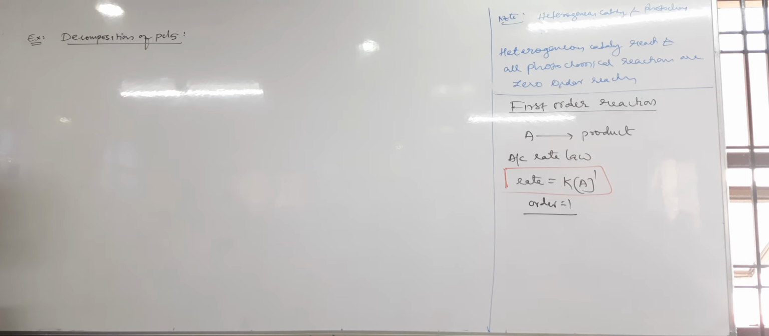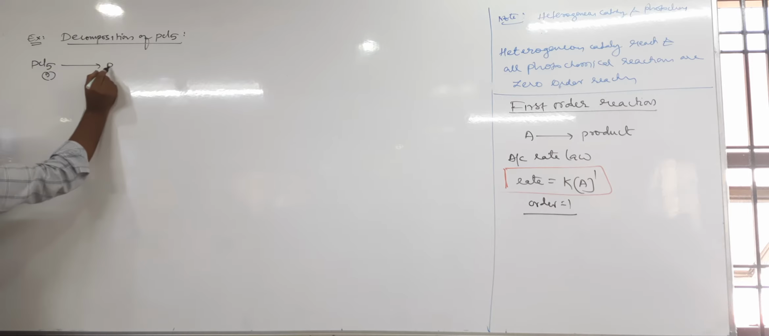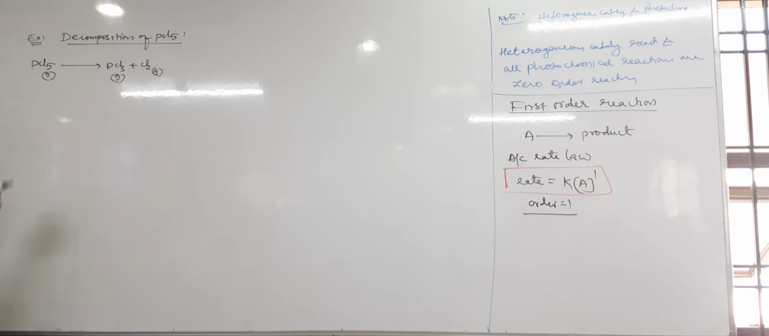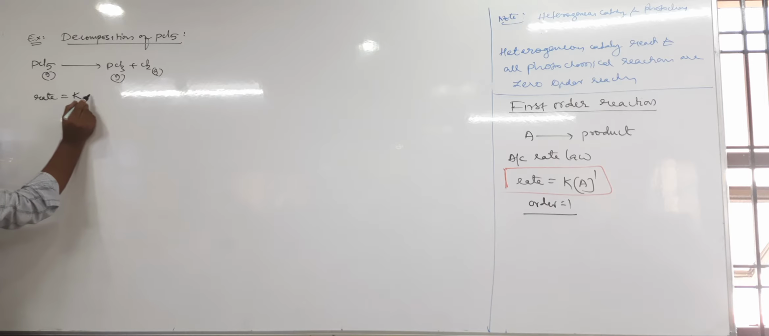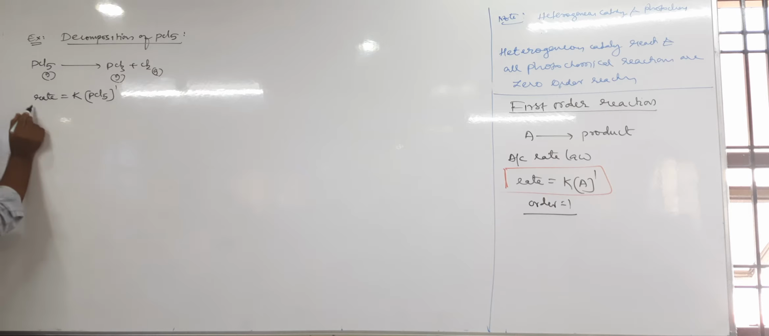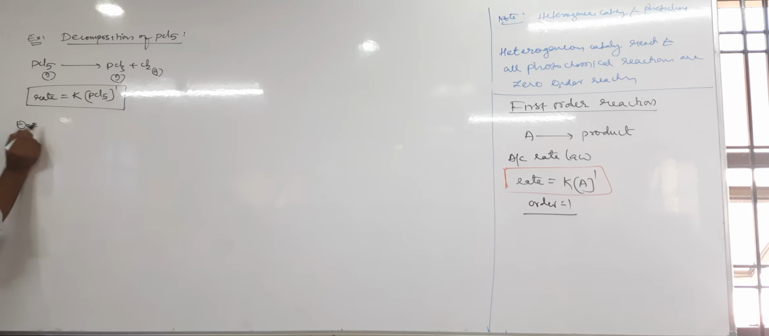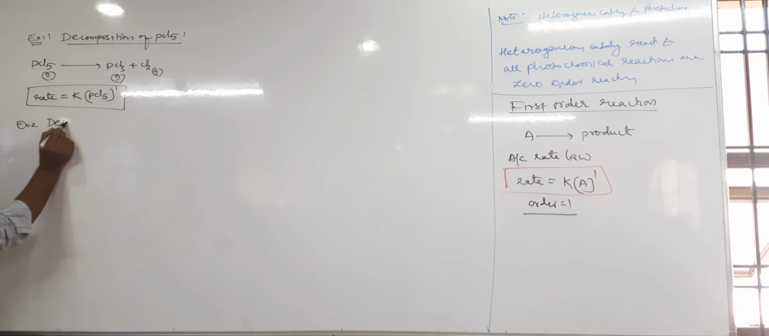So first example, decomposition of PCl5. Tell me, if the PCl5 undergoes decomposition, what do you get? PCl5 gas gives rise to PCl3 gas plus Cl2 gas. Then write the rate law. According to rate law, rate equal to K into molar concentration of PCl5. So therefore it is nothing but power 1, no? Order equal to 1. Next, one more example. Decomposition of N2O5.